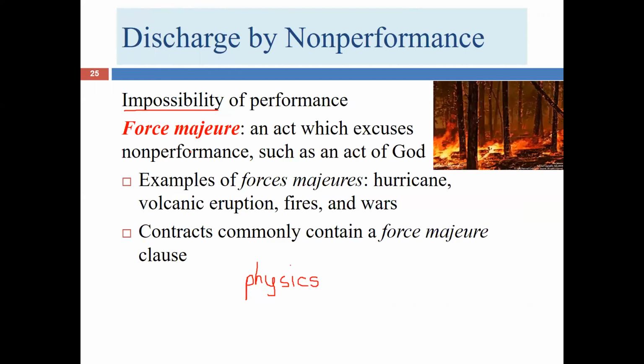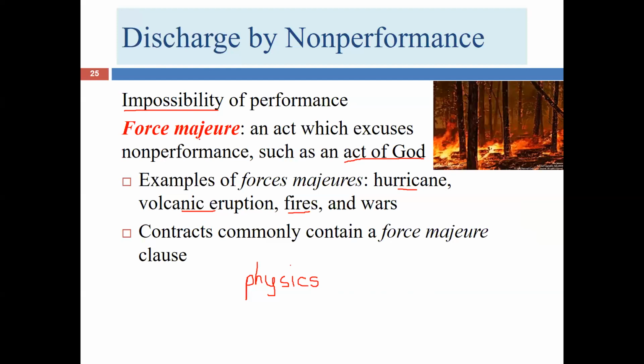Many times when we're talking about impossibility of performance, we're talking about kind of acts of God situations. The tornadoes, the floods, the hurricanes, some kind of natural disaster occurs and it just is impossible to do what we said. But it's not limited to those. The term force majeure is kind of bigger than the idea of act of God. And by the way, act of God doesn't have a religious meaning necessarily. We're really talking about natural disasters. Things like hurricanes, volcano eruptions, fires.